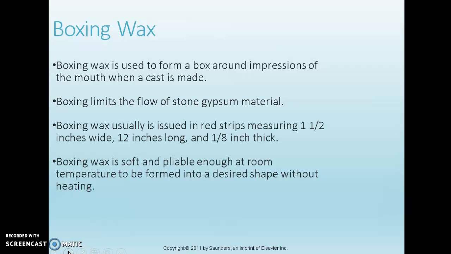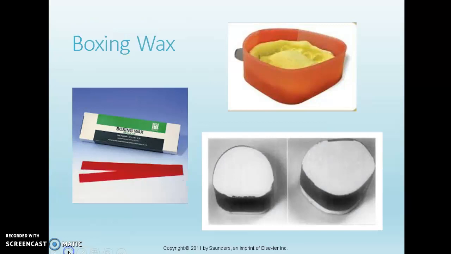Boxing wax is very soft and very pliable, even at room temperature. This allows it to be formed into a desirable shape without heating it. So here's a look at boxing wax in its forms just coming out of the box. And here's the impression, and we wrap those strips of wax around the impression to keep the gypsum or the stone, the plaster from moving and traveling all over. So then once the plaster, the gypsum is set, we remove the wax, we remove the impression tray, and then we have our good cast.